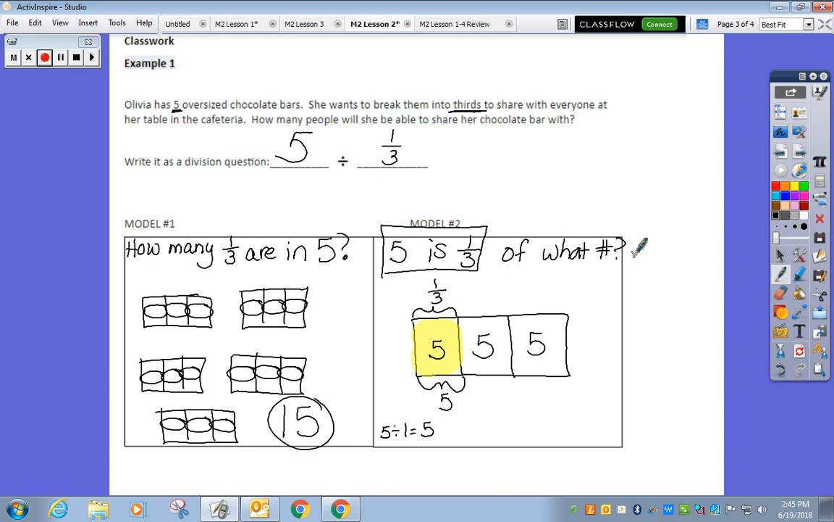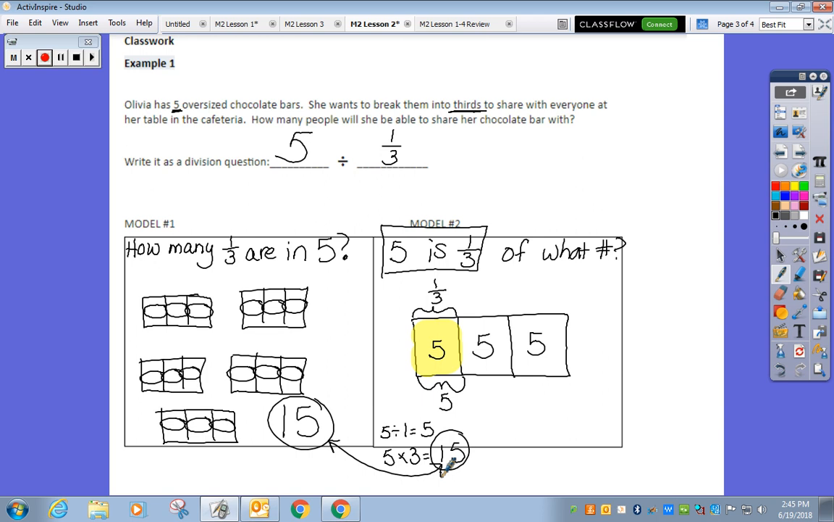So what I would do at this point is figure out what the whole would be, so what this whole rectangle would be equal to. Since 5 is in each section, and there are 3 separate sections, I would do 5 times 3 and get 15. Notice both gave us the same answer with 2 separate models.